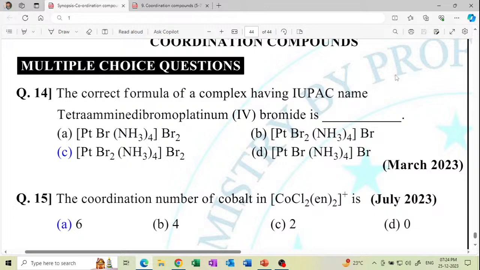Now let's start the coordination compounds. This is a very important chapter for your upcoming board examination. Now we start one by one. All of you join.